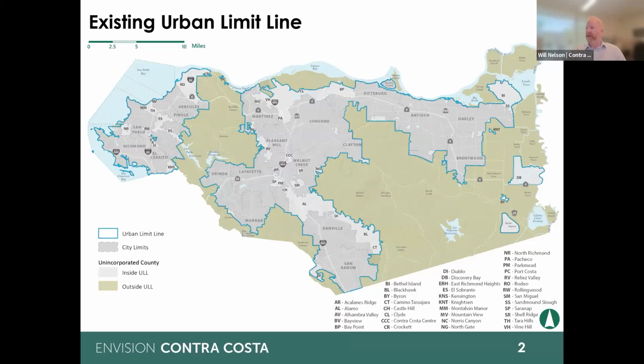The gray areas are the areas inside the urban limit line. The darker gray is the boundaries of the incorporated cities. The lighter gray is unincorporated area inside the line. And then the tannish color is land outside the urban limit line. This is the county's urban limit line. I should say that the county and all of the 19 cities, we each have an urban limit line. This is the county's line only.